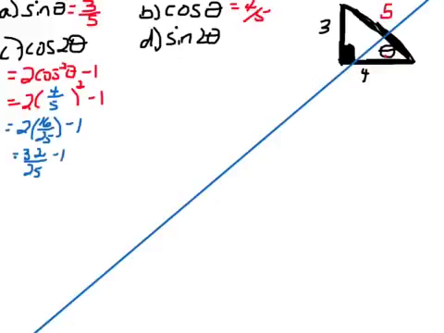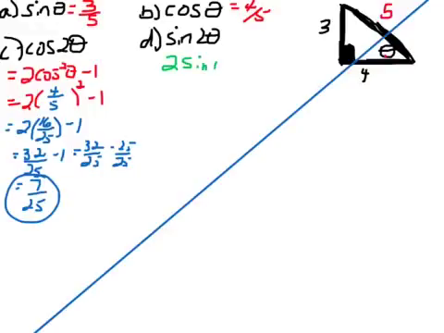So I've got to subtract 1, so I need a common denominator. That's 32 over 25. If I want a common denominator of 25, I would just turn that 1 into 25 over 25. And 32 over 25 minus 25 over 25 would be 7 over 25. So cosine 2 theta is 7 over 25. Okay, so now D is sine 2 theta. For sine 2 theta, we only have one formula, so we don't have a choice here. The formula is 2 sine theta cosine theta.